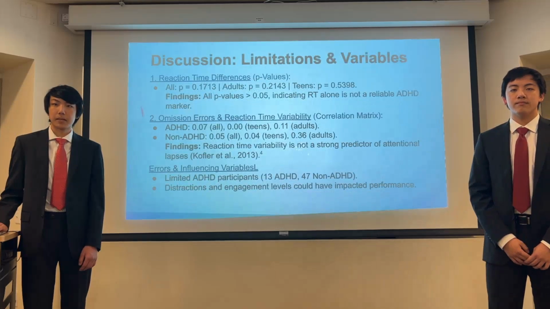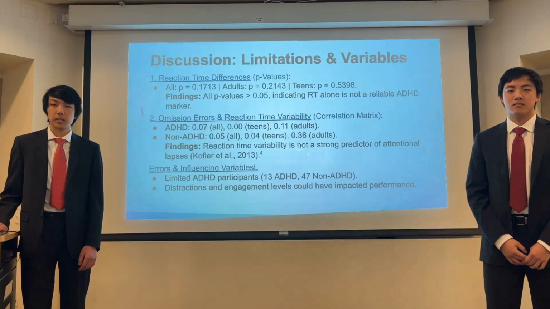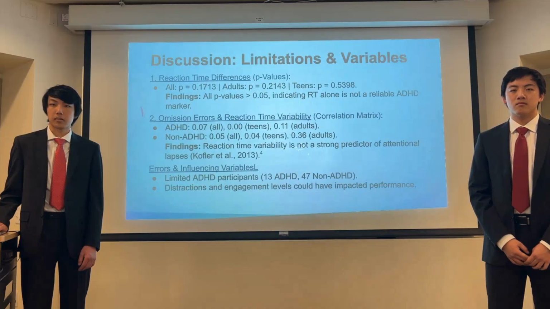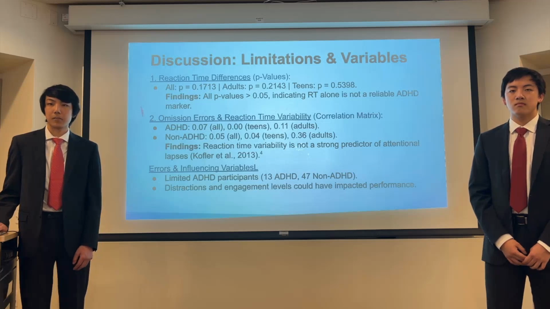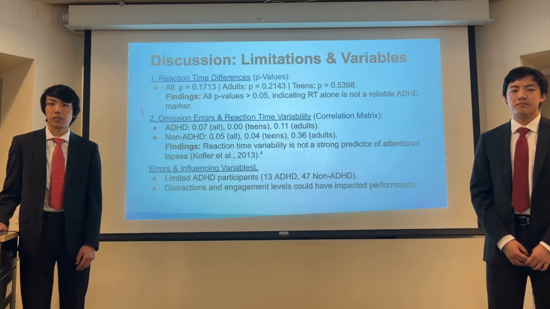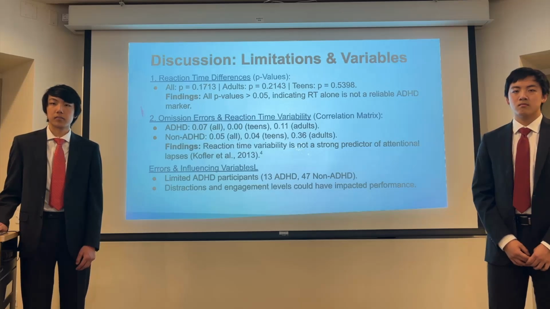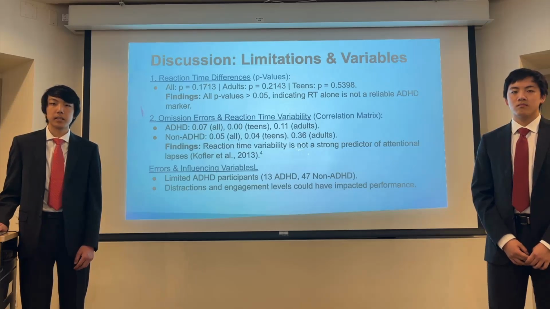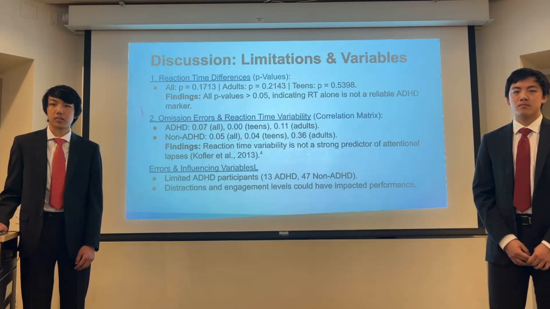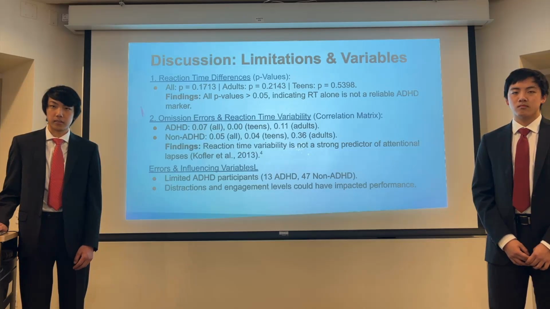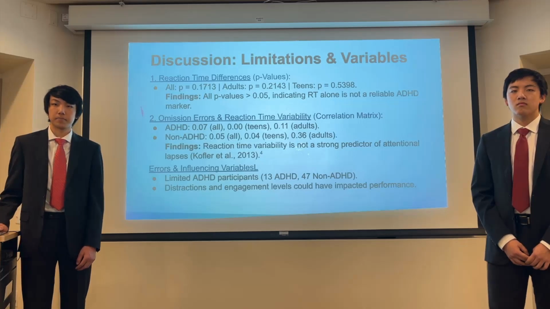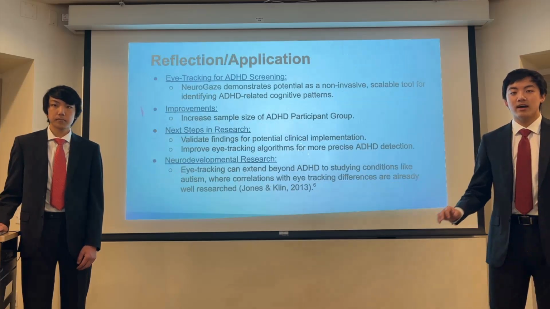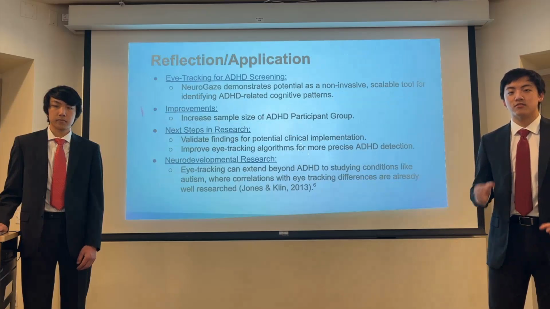While our findings highlight the potential of eye tracking for ADHD screening, a few limitations of our study should be considered. Our primary difficulty was our small sample size, as we only had 13 ADHD participants and 47 neurotypical individuals. In the future, a large sample would be required for broader conclusions. There likely may also have been environmental variability, as different focus levels and distractions could have caused differences in gaze accuracy. Our study highlights eye tracking's potential for ADHD screening.